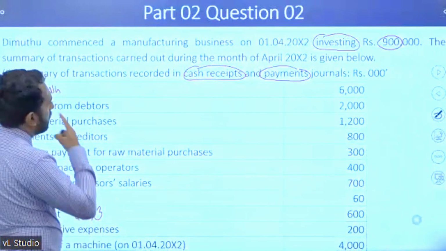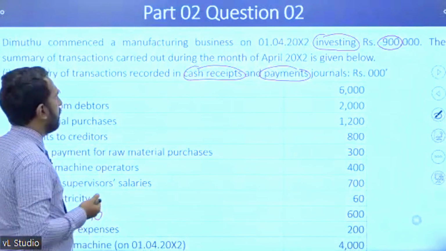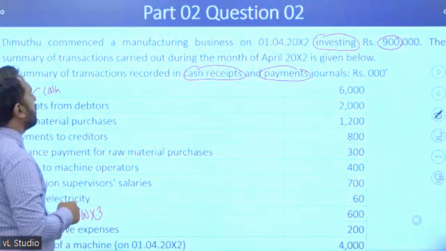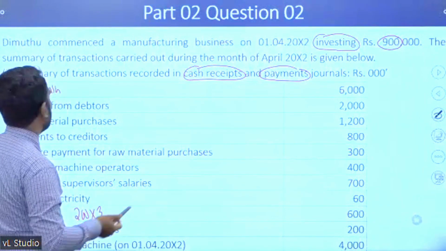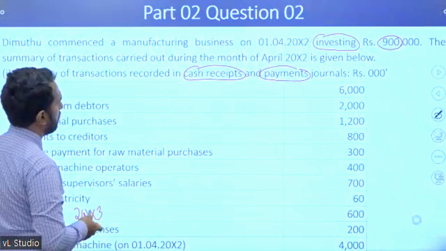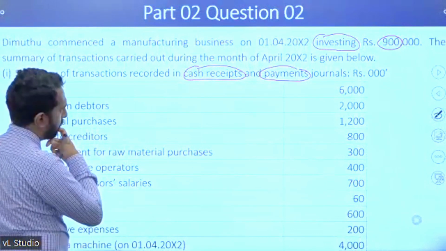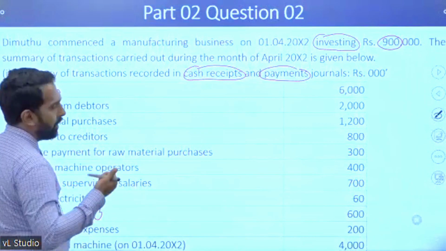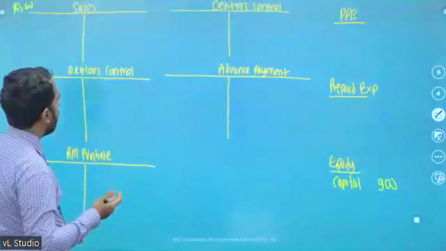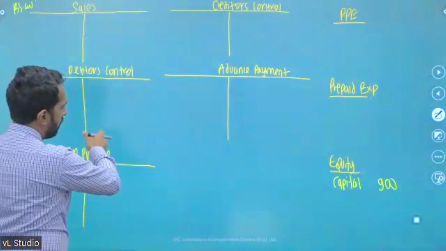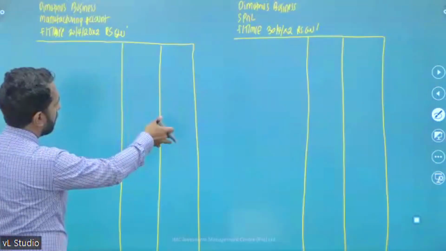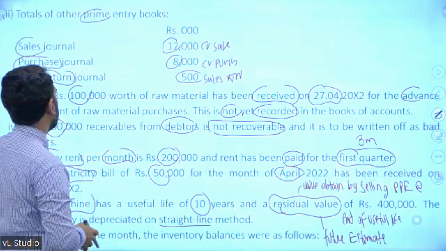A summary of the transactions carried out in the month of April is given to you, the cash receipts and the payments. What we need to do is, one by one, put them to the information given here. The way we are going to do it is, if we have a T account here, we are going to put it directly to the T account unless we are going to adjust that to the statements. That is how we are going to work.